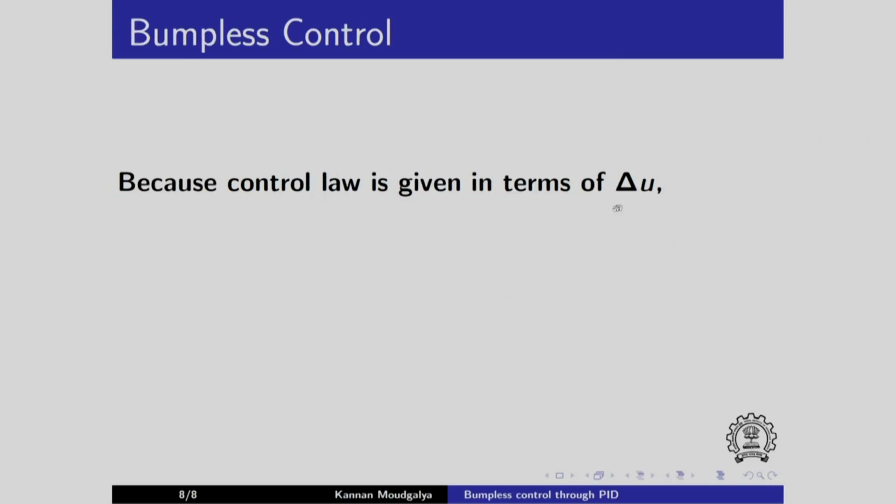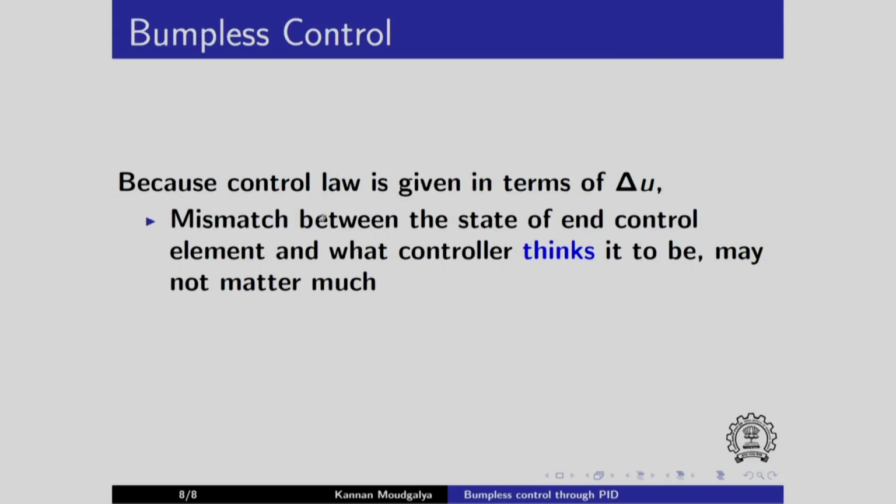Because the control law is given in terms of delta U, the mismatch between what the actual value is and what the controller thinks will not matter. Hence, giving it in the form of delta U is known as bumpless transfer. This is extremely important in practical controller implementation. So, whenever possible you have to give it in the form of delta U.